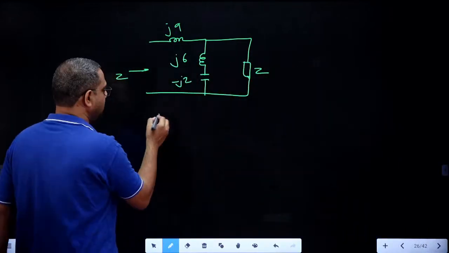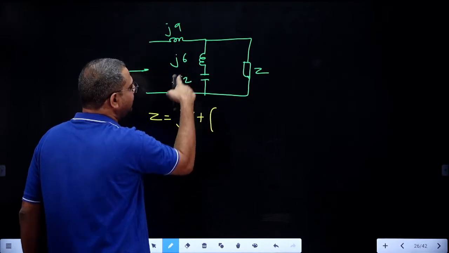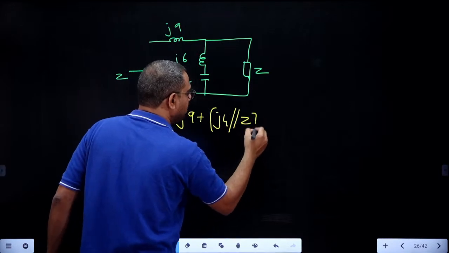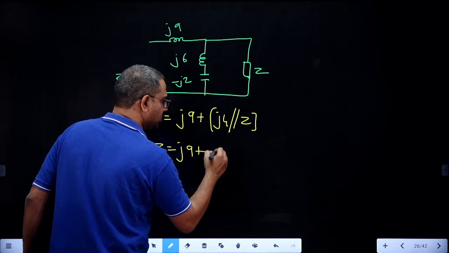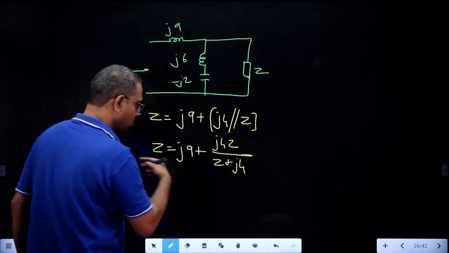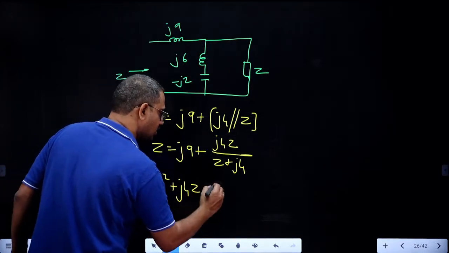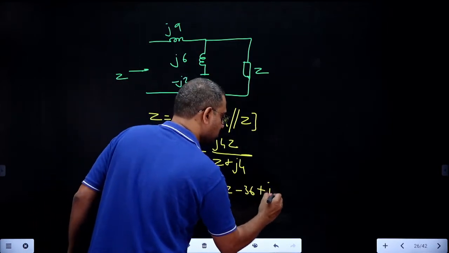Calculations are very important. This Z is J9 plus, these two are in series, J6 minus J2 is J4. J4 is in parallel to Z. So Z is J9 plus this into this, J4Z by Z plus J4. Okay, cross multiply: Z square plus J4Z is equal to J9Z minus 36 plus J4Z.